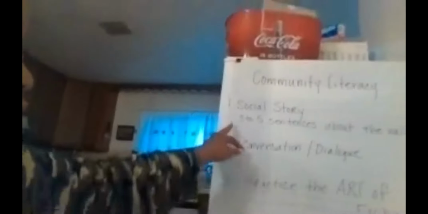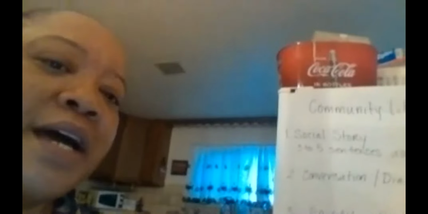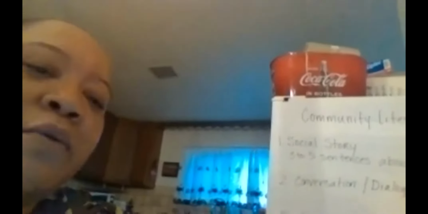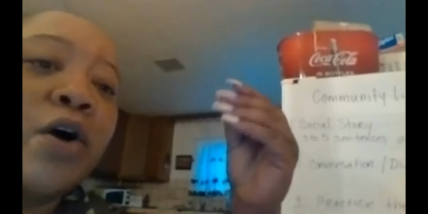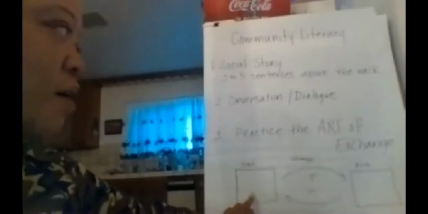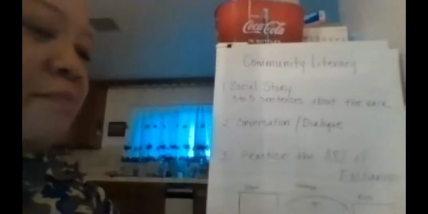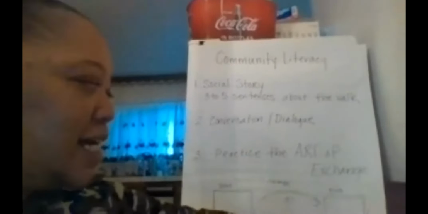Or if your fancy is to take a community walk, in the area that you live, start with a social story. Three to five sentences about the walk or where you intend to go. Have conversation or dialogue along the way. I used to walk with some kids who used to look at the cement markers on the ground. They wanted to know where those were. And then once we got to where we were going, we practiced the art of exchange, or spending money for goods. And then we always ended with start, change, and end. You started with an amount of money. It changed because you added or you subtracted, and then you had an end result. And then at the very bottom, you end with a number sentence. That keeps the learning at home.